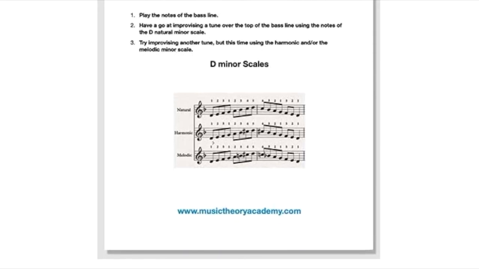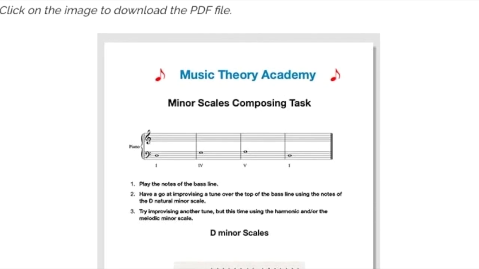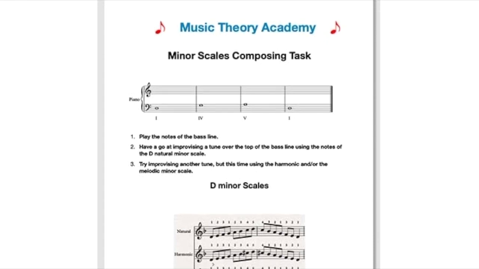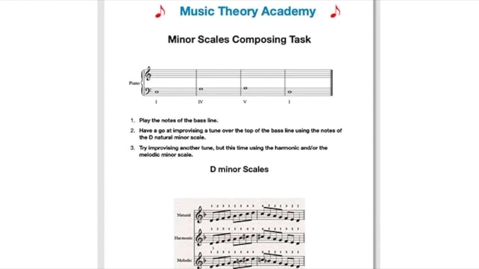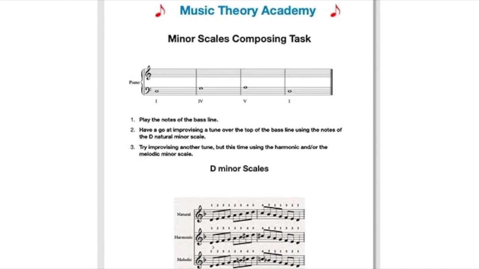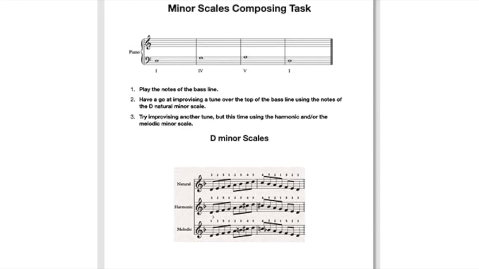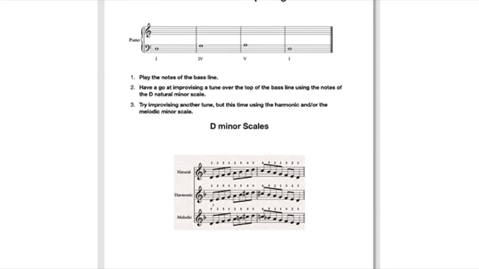And in this composing task, there's a simple chord progression using the primary chords, and over the top of that, there's a task to try and improvise a melody in the natural minor, the harmonic minor, and the melodic minor. You can write it down in sheet music, or you can simply just have a go at improvising it.